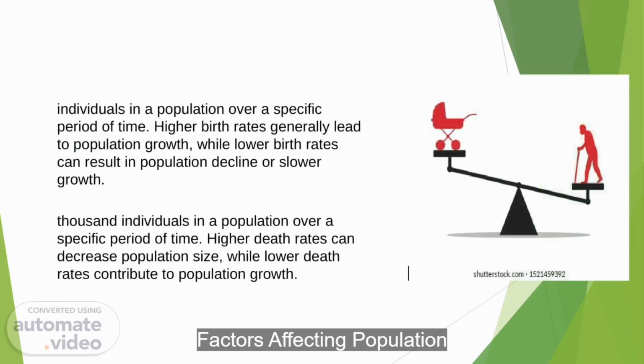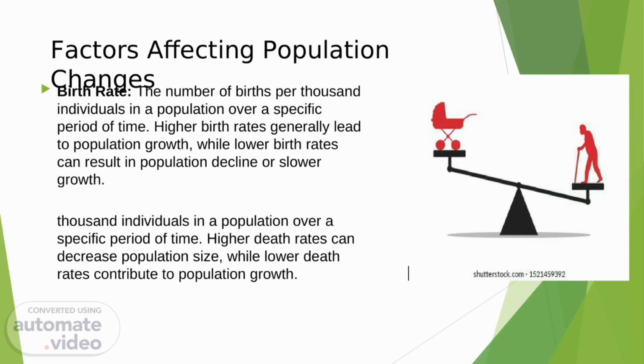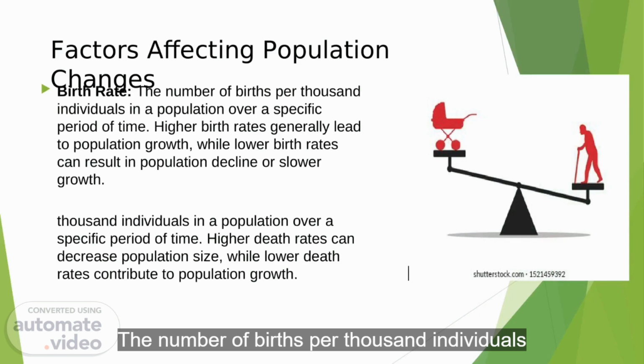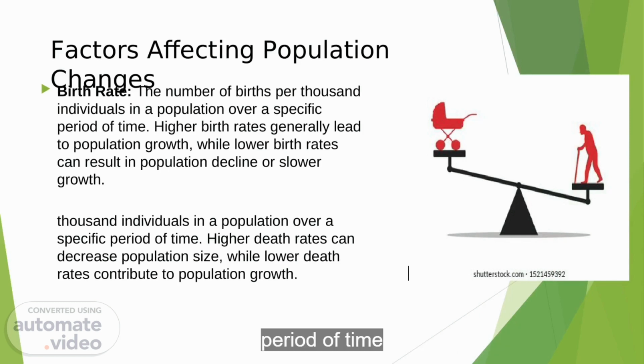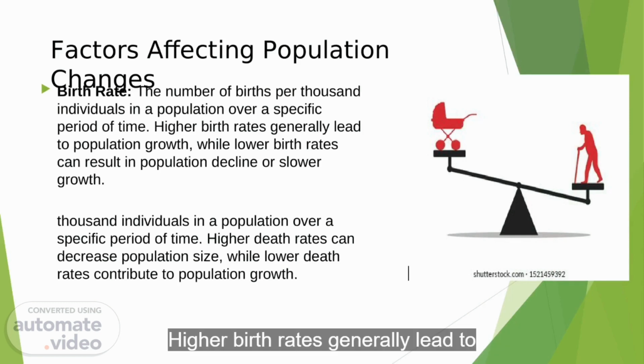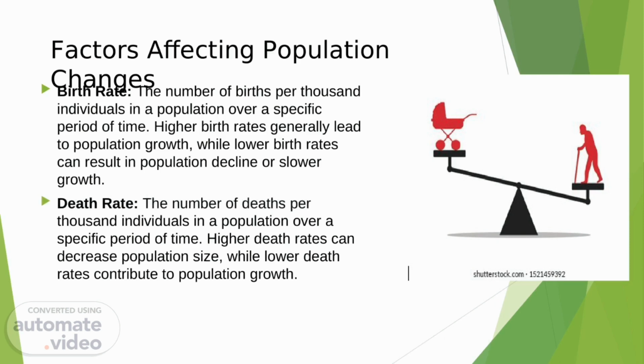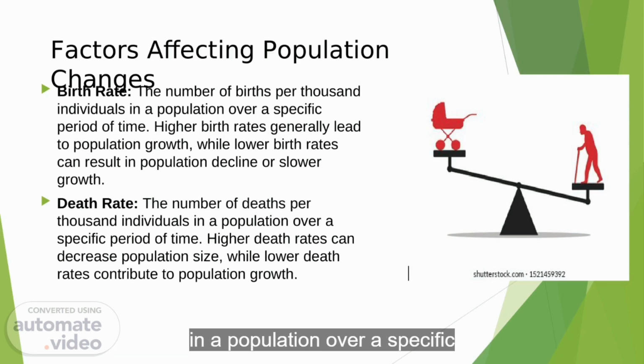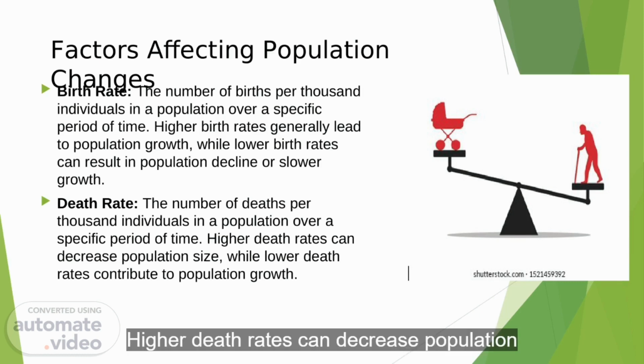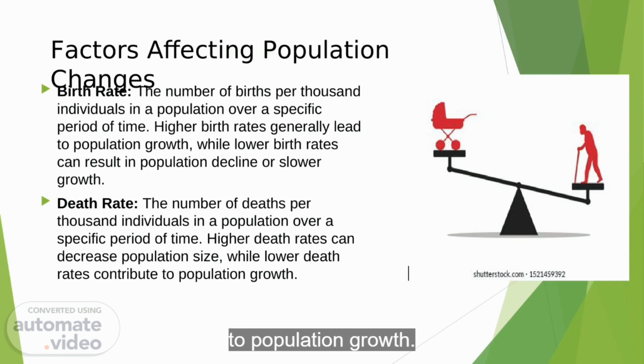Factors affecting population changes. Birth rate. The number of births per 1,000 individuals in a population over a specific period of time. Higher birth rates generally lead to population growth, while lower birth rates can result in population decline or slower growth. Death rate. The number of deaths per 1,000 individuals in a population over a specific period of time. Higher death rates can decrease population size, while lower death rates contribute to population growth.